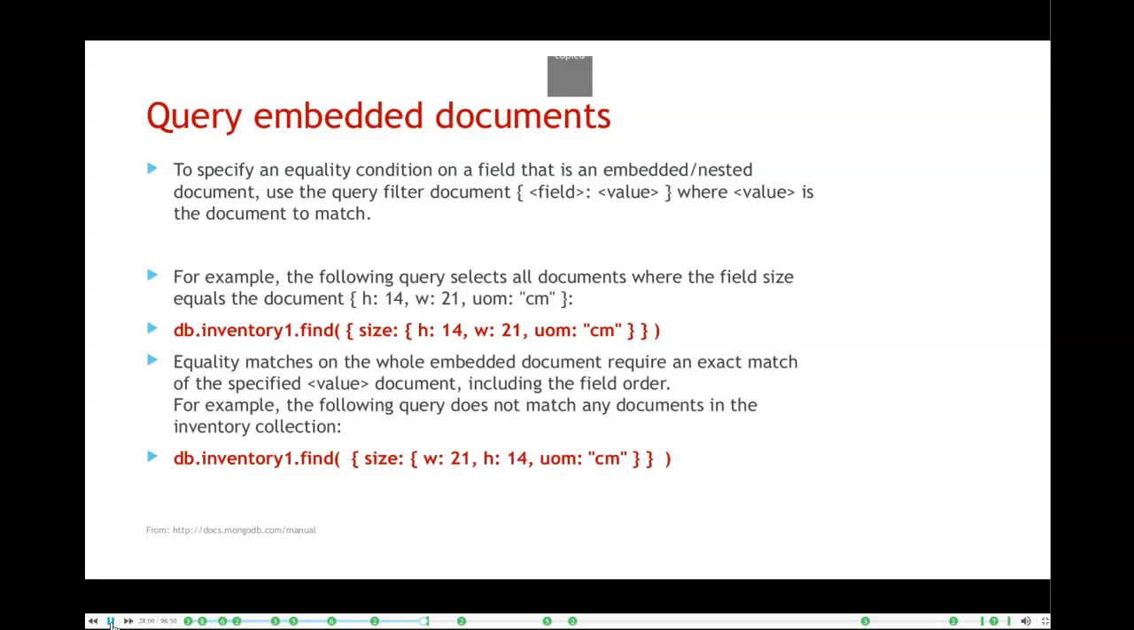Now, the second point that we need to explain is how we can query an array within the document. If we take a look at this example, to query if the array field contains at least one element with the specified value, again we put the filter as the field name and the value.